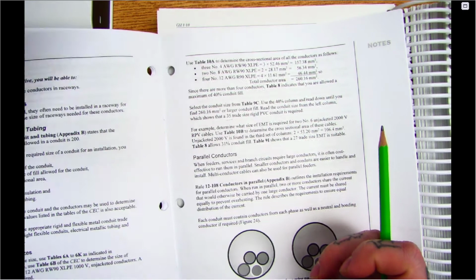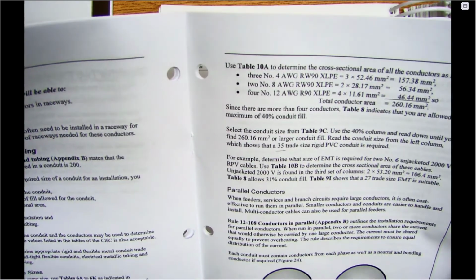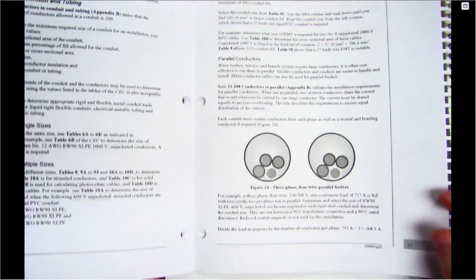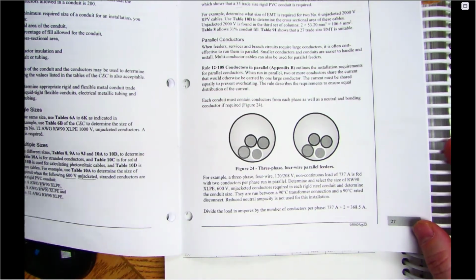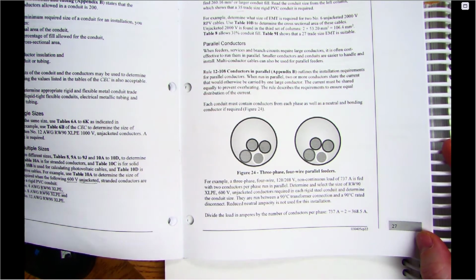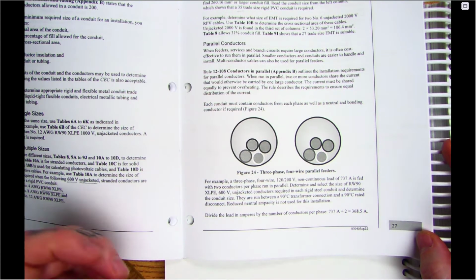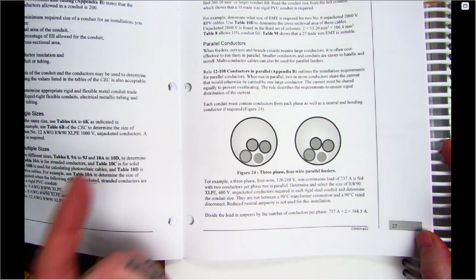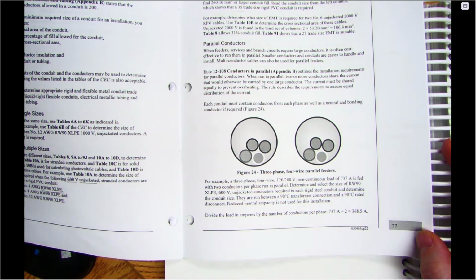Okay, so that's how we do that, and they're pretty standard. They're not too terrible once you go through that. Again, in that question we had number 4, number 8, number 12. We have to get to the millimeter squared, or the cross-sectional area, so we go to table 10 to find that. Then we go to table 8 to find the percent fill. Then we go to table 9 to actually find the conduit size that we need.